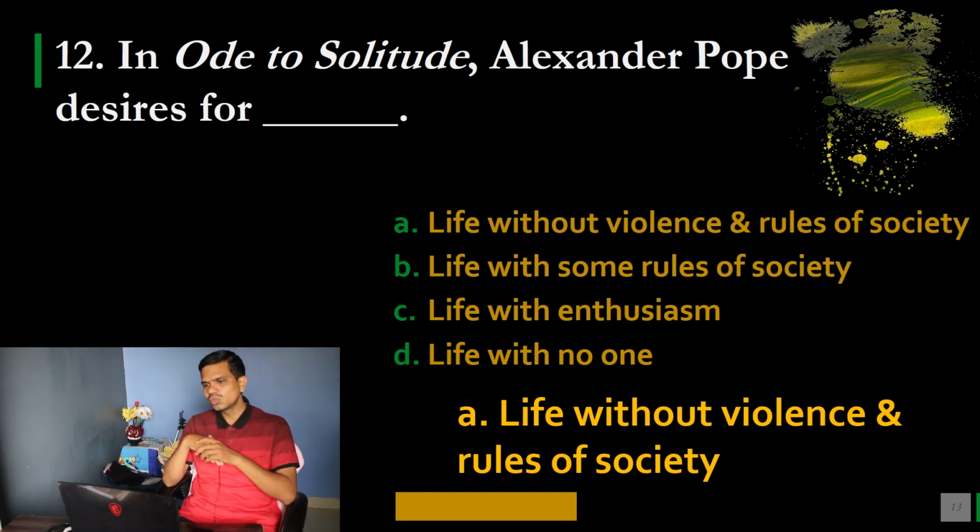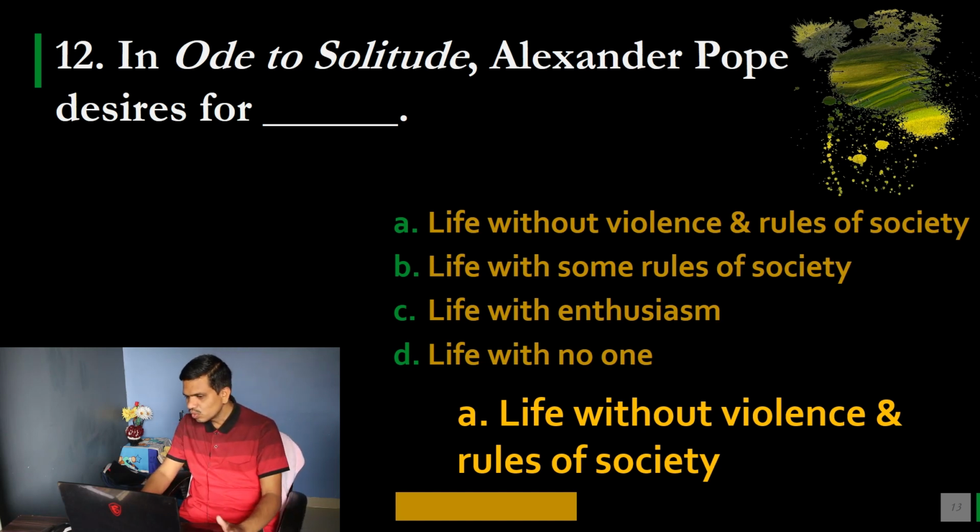If you read Ode to Solitude, you will find the title is also very explanatory. You can see Ode to Solitude. So what does Alexander Pope need here? Nothing but a life without violence and rules of society.